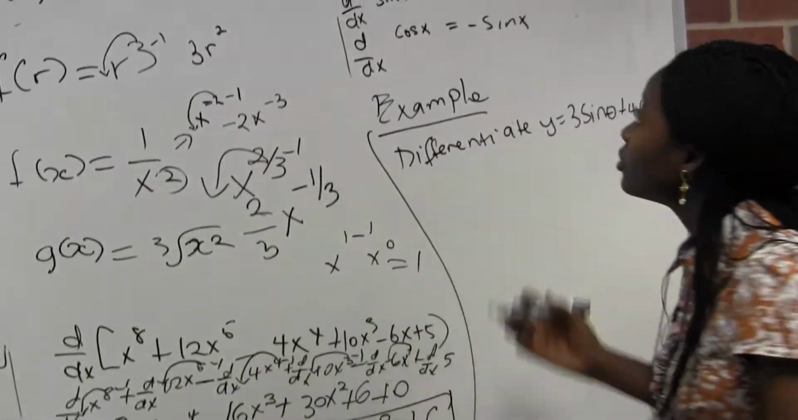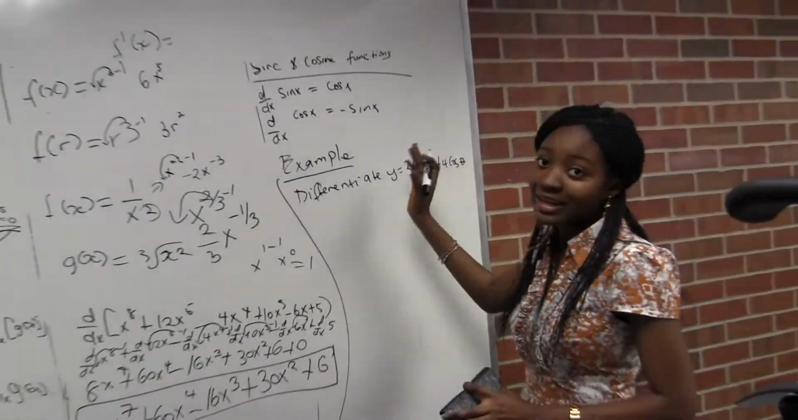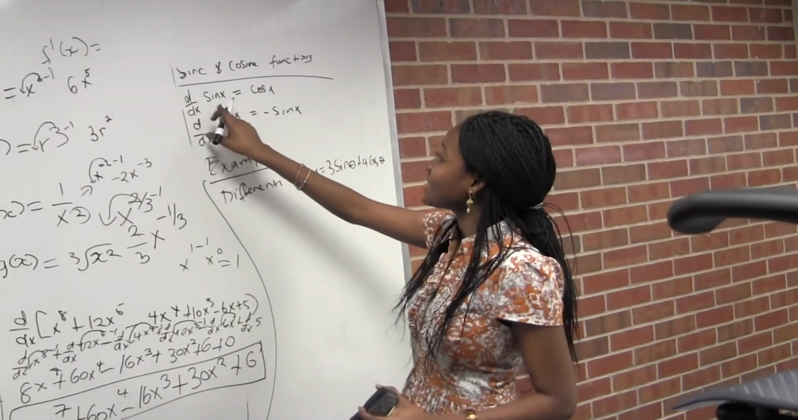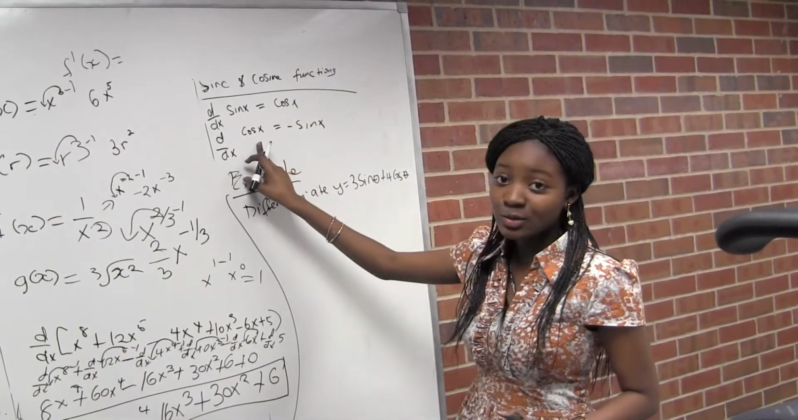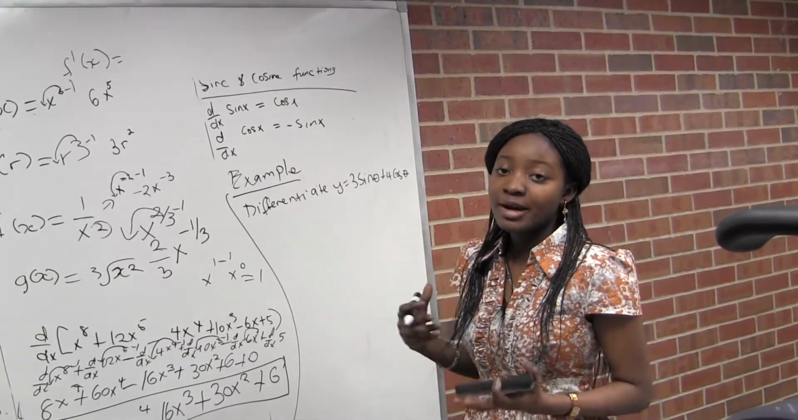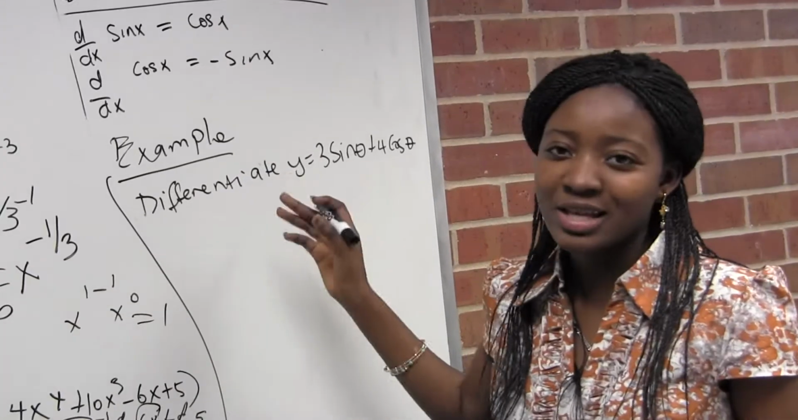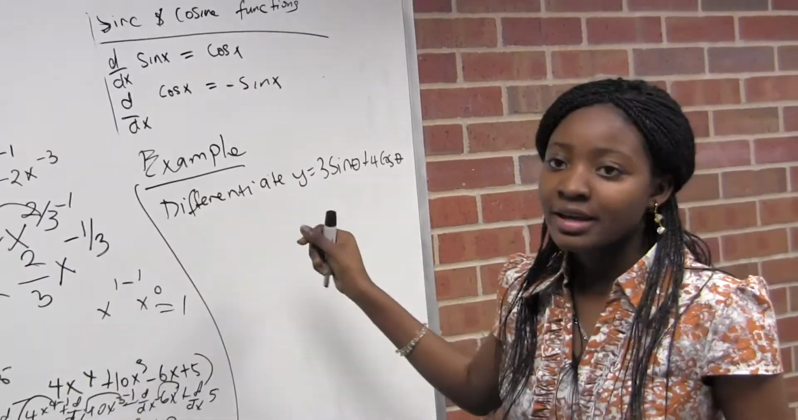Now, I'm going to move on to trigonometric functions, and I'm going to start first with sine and cosine functions. So I have the derivative of sine x, which is cosine x, and the derivative of cosine x, which is negative sine x. In my subsequent videos to come, I'm going to talk more on how this was actually derived. So let's go over this question.